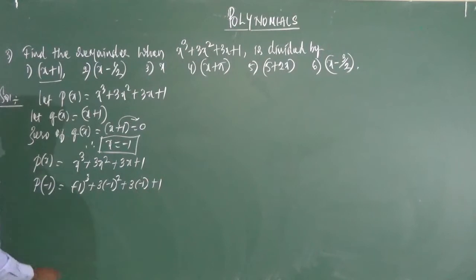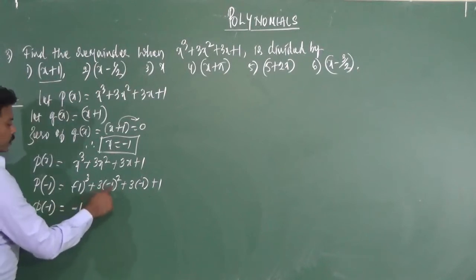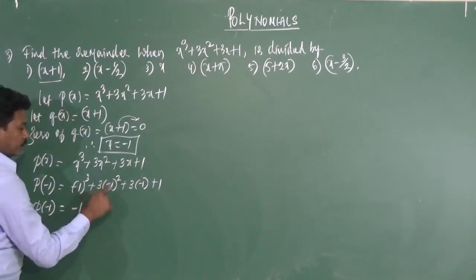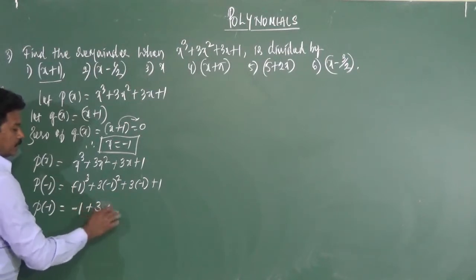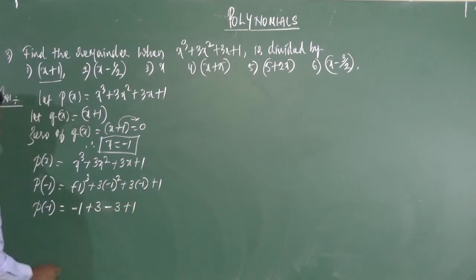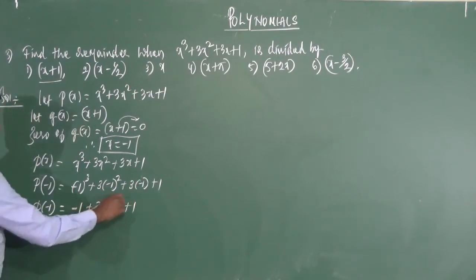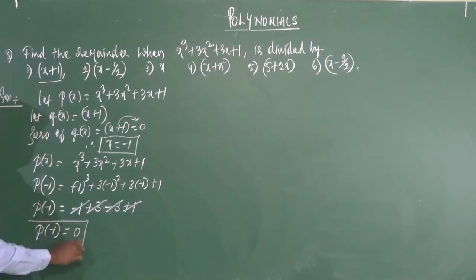minus 1 plus 1. So p of minus 1 is equal to minus 1 whole cube, which is minus 1. Minus 1 whole square is 1, and 1 into 3 is 3. Plus into minus is minus 3, and on the other side it is 3 plus 1. So p of minus 1 is equal to minus 1 plus 3 minus 3 plus 1; the 3 and minus 3 get cancelled, the minus 1 and plus 1 get cancelled, so p of minus 1 is 0.